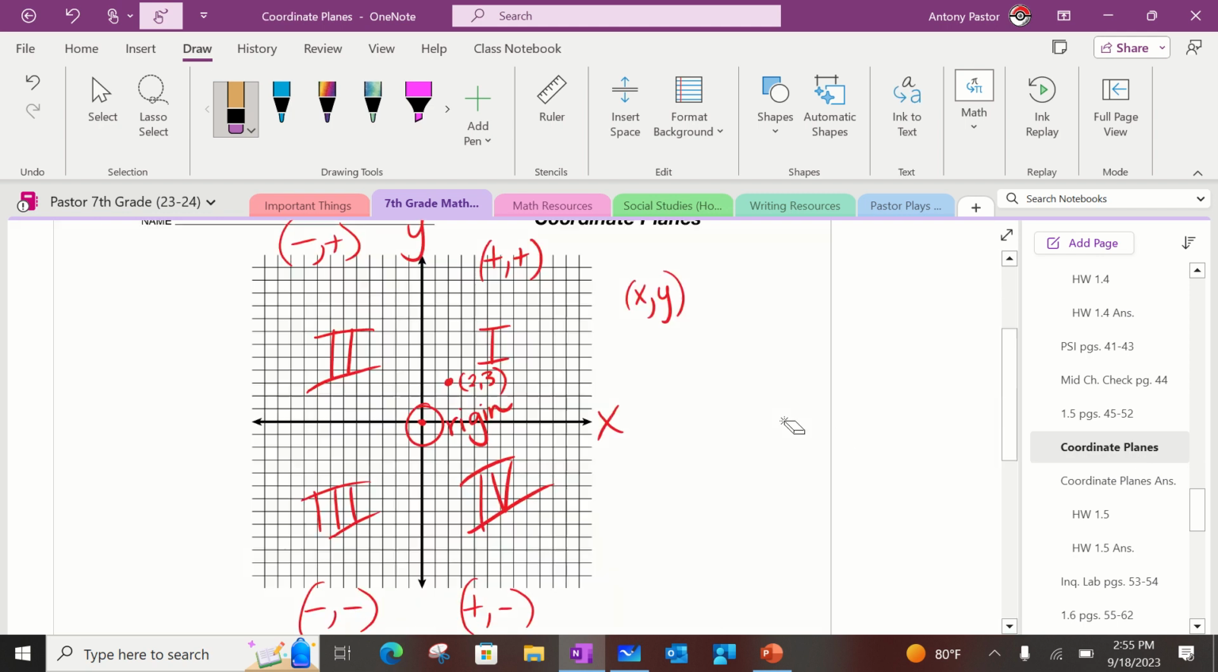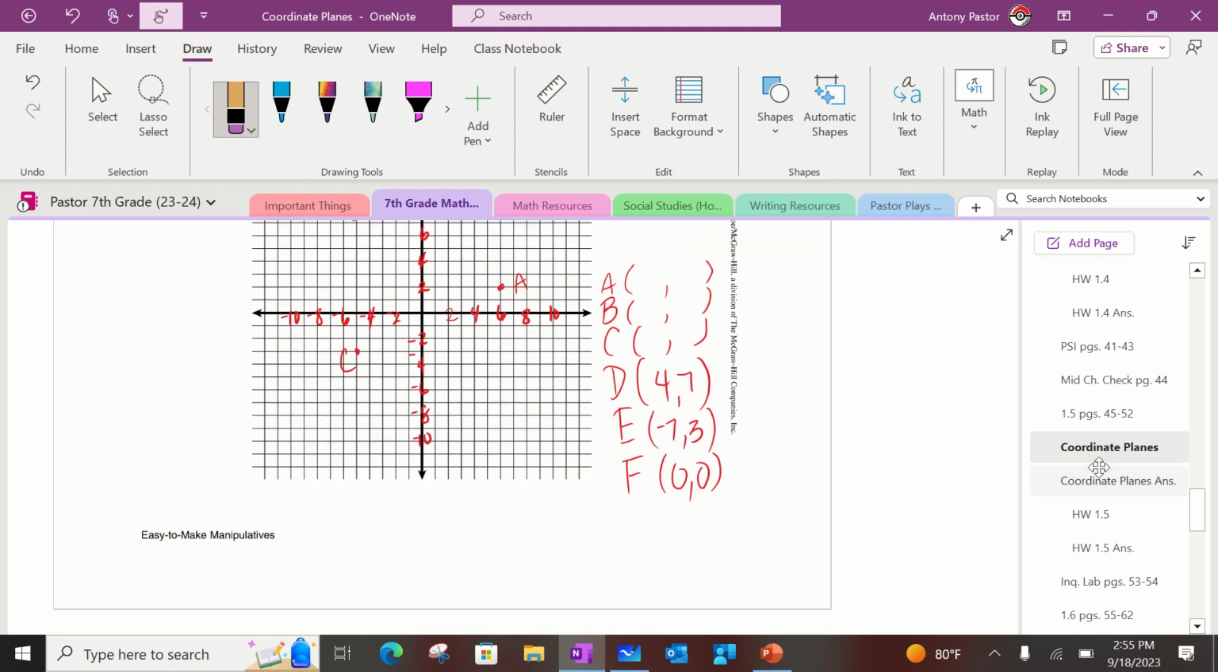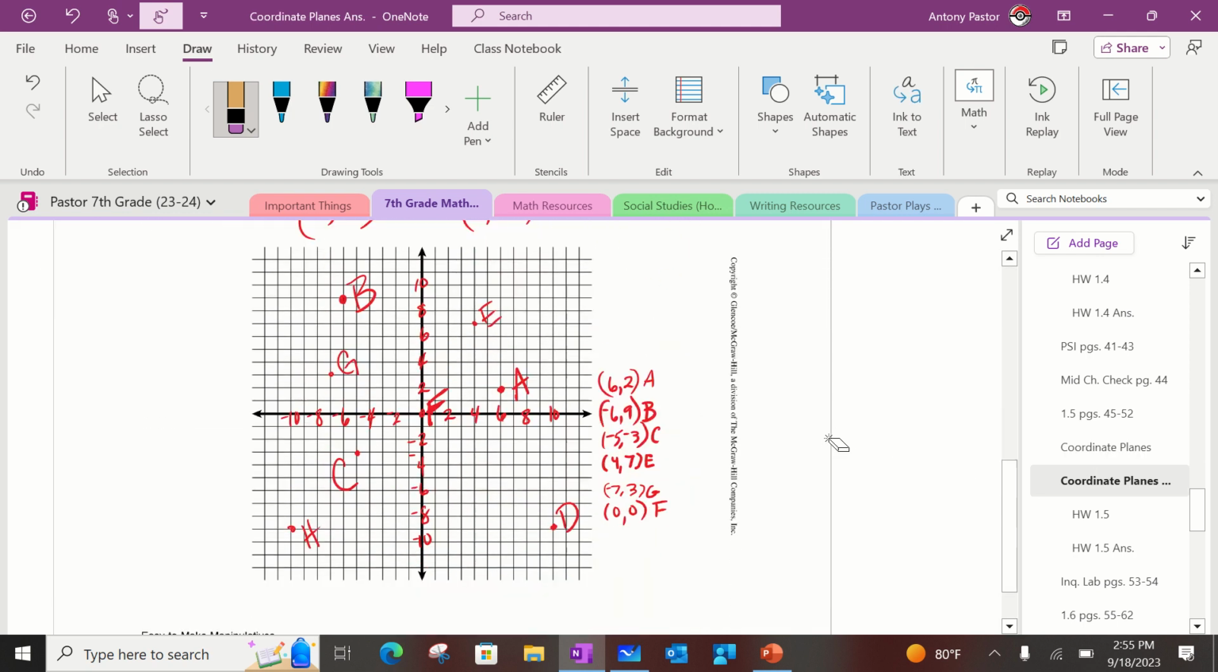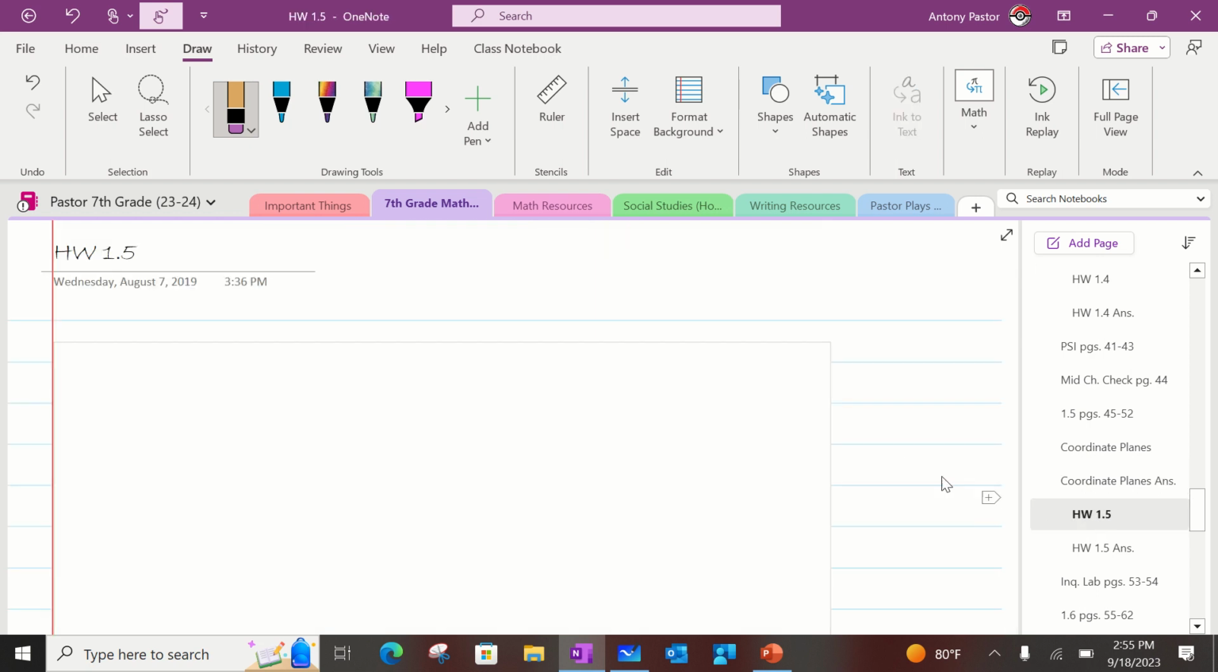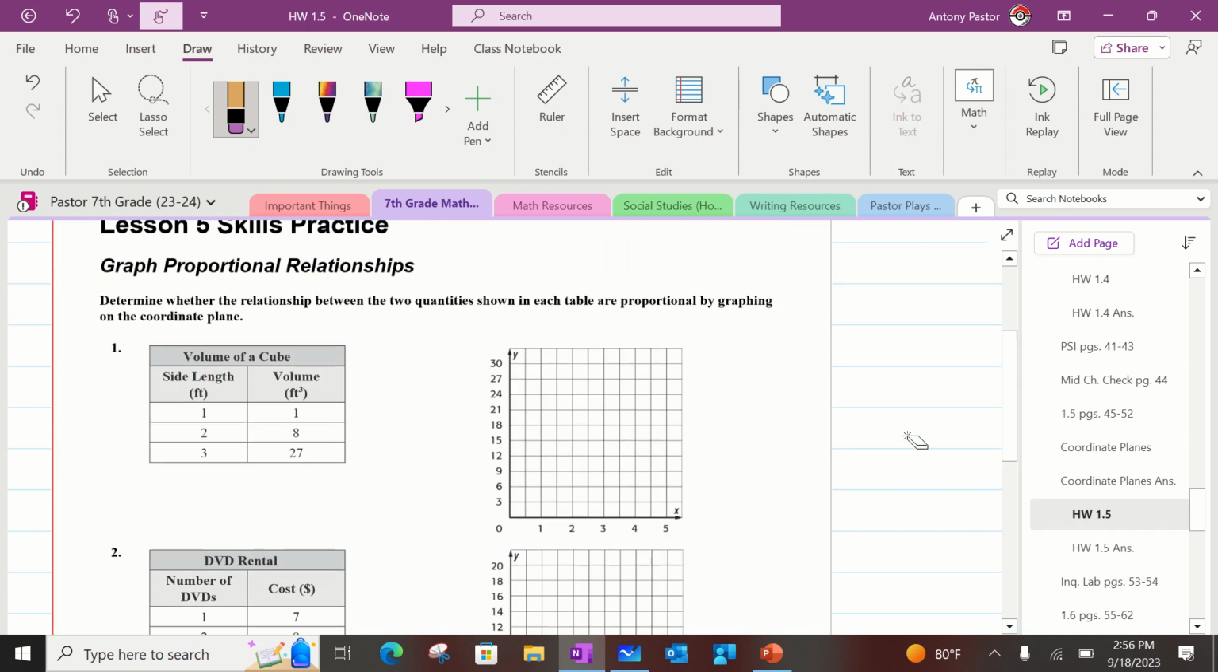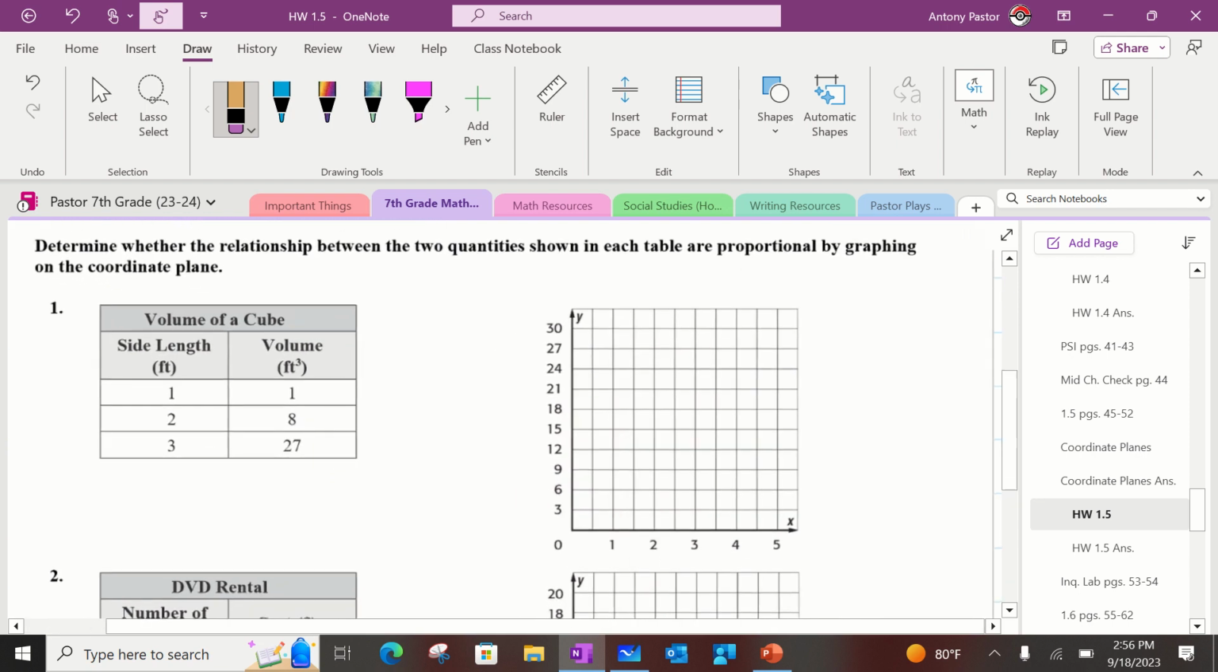So you've got coordinate planes here, and you've got coordinate planes again. And we're going to look at our homework. So let's do question 1 together. Determine whether the relationship between the two quantities shown in each table are proportional by graphing on the coordinate plane. Now, I know some of us can already look at this and tell, yeah, 1 and 1, 2 and 8, 3 and 27, not proportional. But let's go ahead and graph it anyway because it's asking us to graph it.